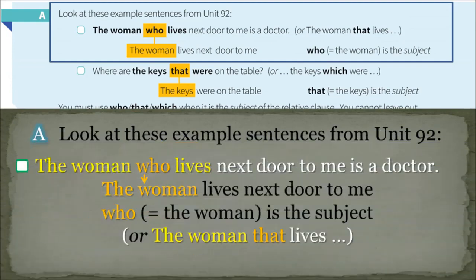A. Look at these example sentences from Unit 92. The woman who lives next door to me is a doctor. The woman lives next door to me. Who equals the woman is the subject. Or, the woman that lives next door to me is a doctor.